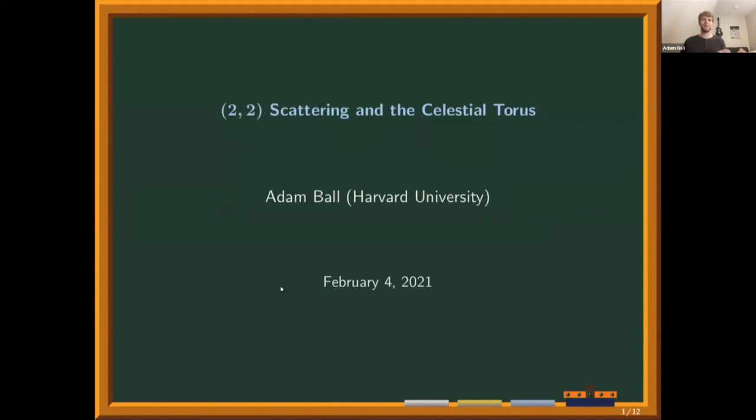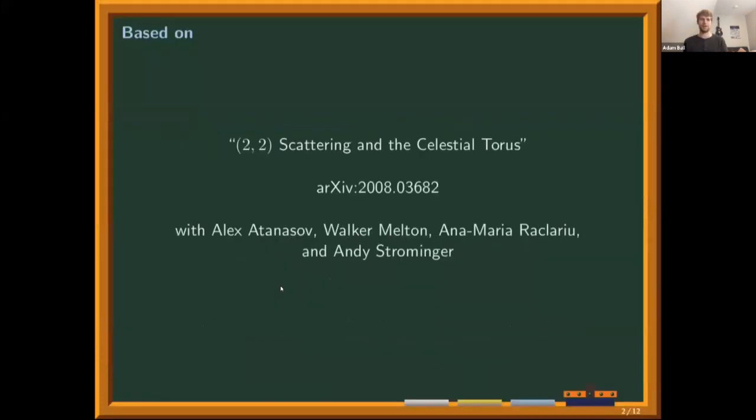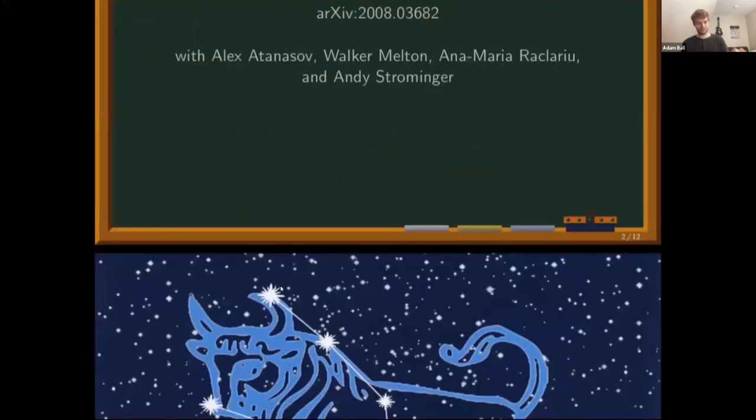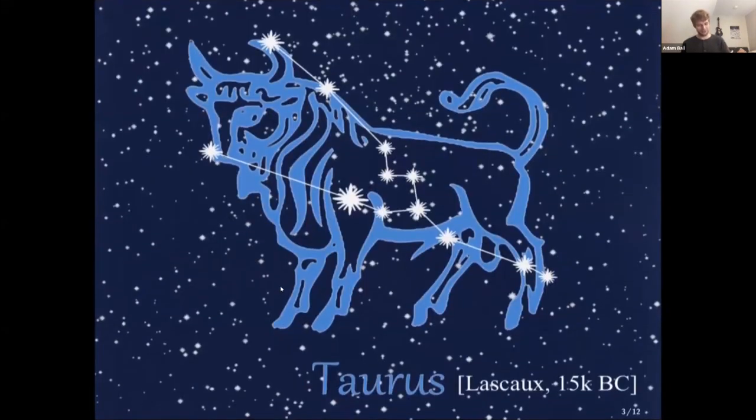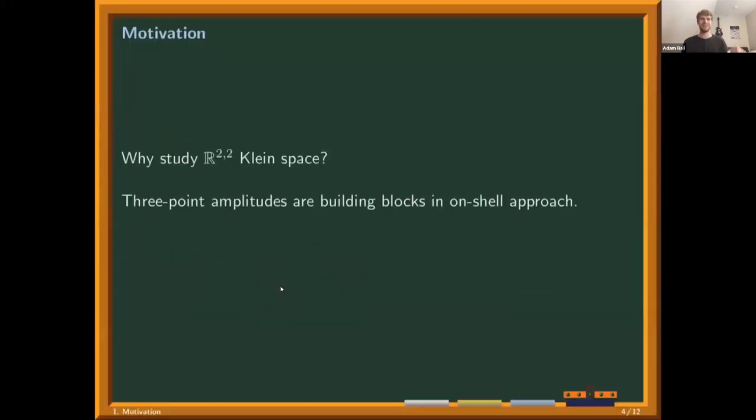Great. It's a privilege to speak here, so thanks. Today I'm talking about 2,2 scattering and the celestial torus, based on a paper of the same name with several co-authors shown here. Yeah, so let's start with a picture of the celestial torus. Then we can move on to the motivation.